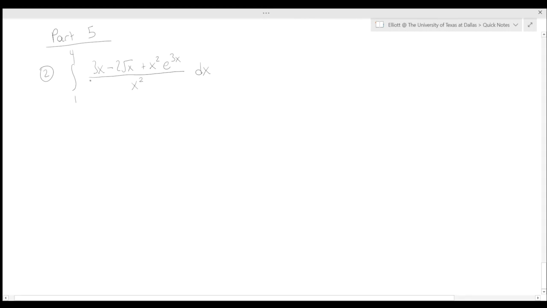Okay, so in order to evaluate this integral, you want to do some simplification of what you have on the inside. So with something like this, what you can do is just simplify by dividing each term by x squared. Okay. So we can write it as 3x over x squared, and then minus 2 root x over x squared, and then plus x squared e to the 3x over x squared.